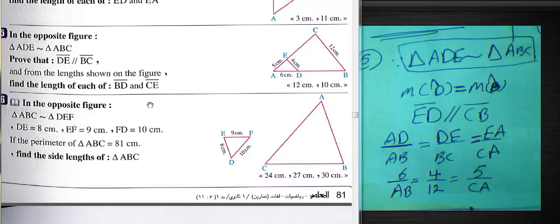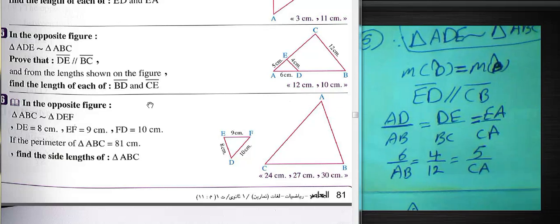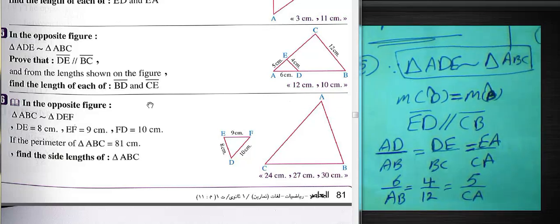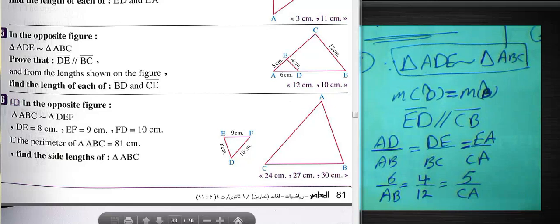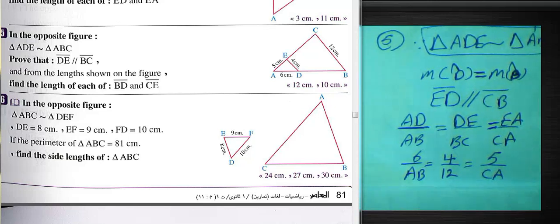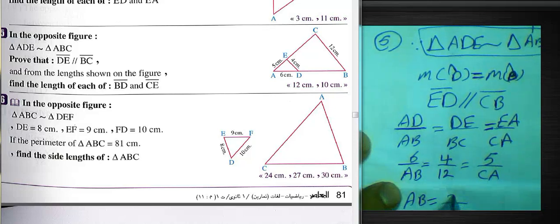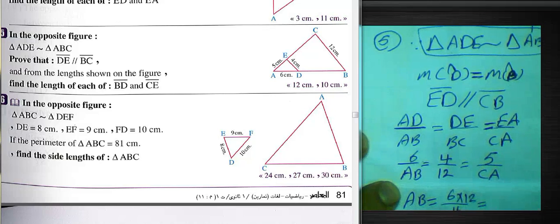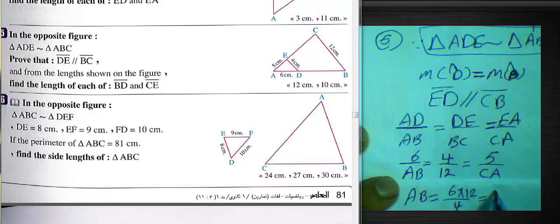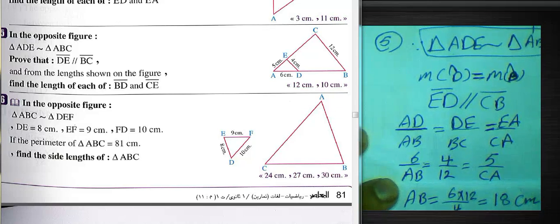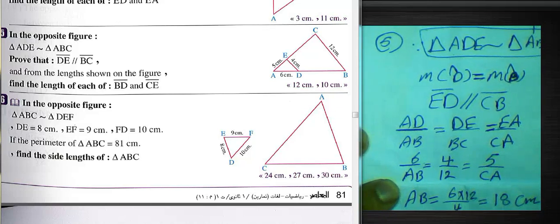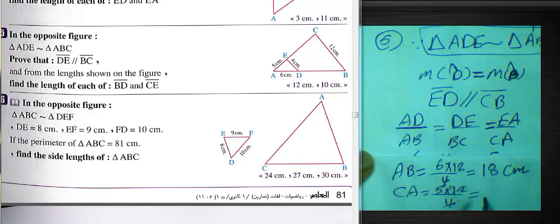So we can find the length of AB. AB equals 6 multiplied by 12 divided by 4. 12 divided by 4 equals 3, so 3 times 6 equals 18 centimeters. And CA equals 5 times 12 divided by 4. 12 divided by 4 equals 3, and 3 times 5 equals 15.